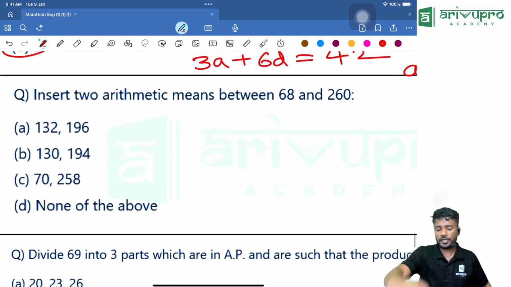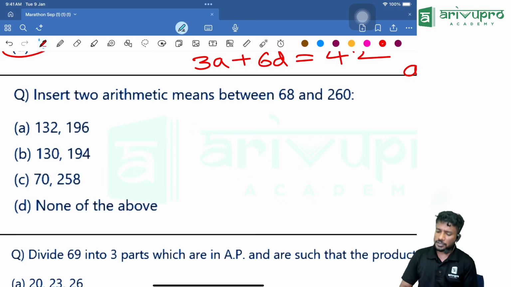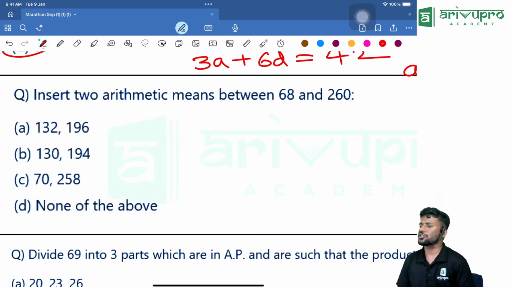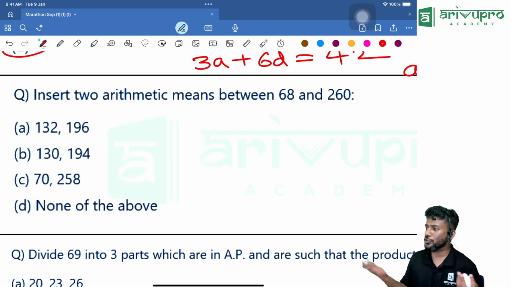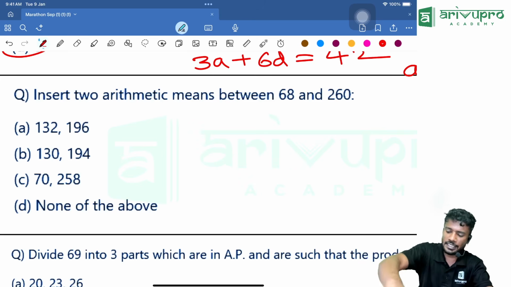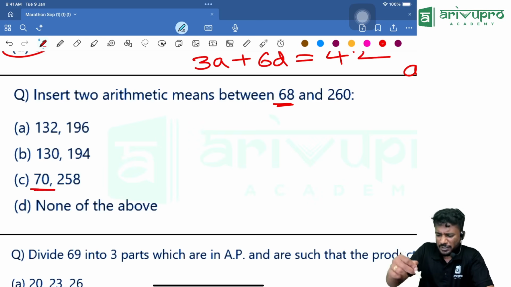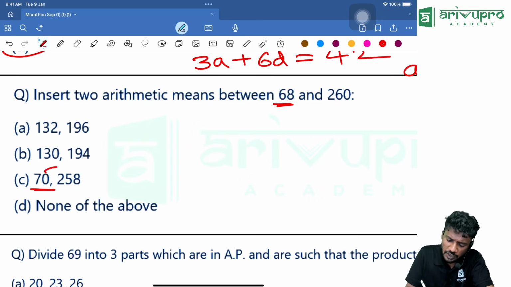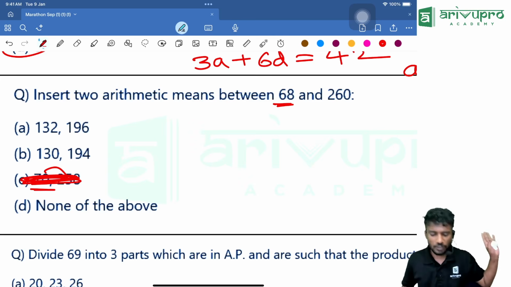Now look here. Insert 2 arithmetic means in between 68 and 260. How to do this? Option hit. That's all. Just use option hit and get me the answer. Now, the first term is 68. The second term should be how much? Can it be 70? That means plus 2, but the next change is too much. That means it is not in AP. That means option C is wrong.